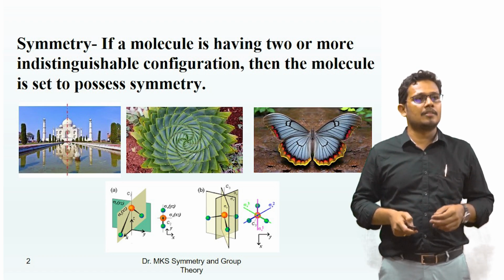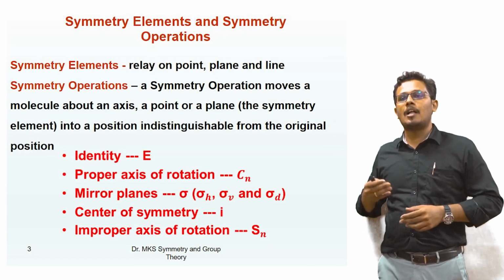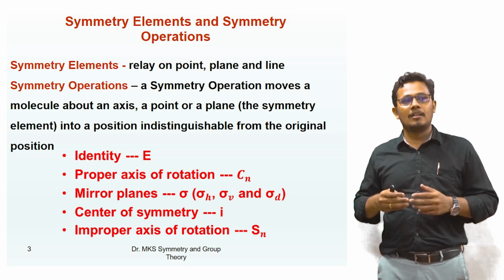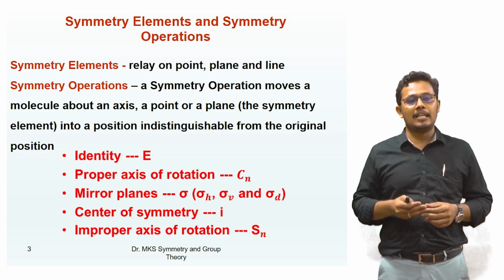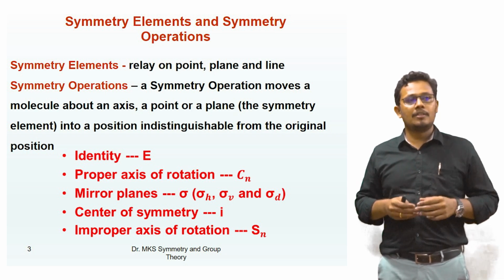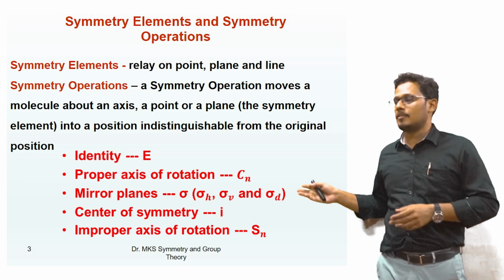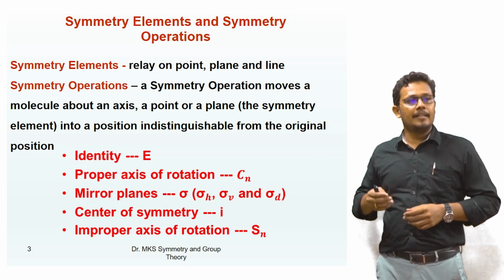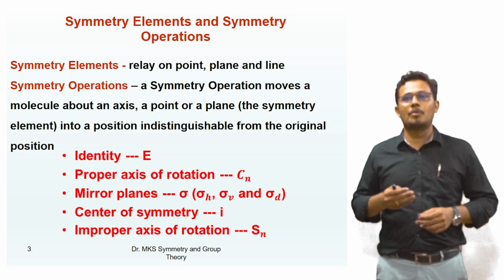The first one is symmetry element and the second one is symmetry operation. These two are interlinked. Let us first consider symmetry elements. We have five different types of symmetry elements. The first one is identity, represented by the symbol E, and the second one is the proper rotational axis.